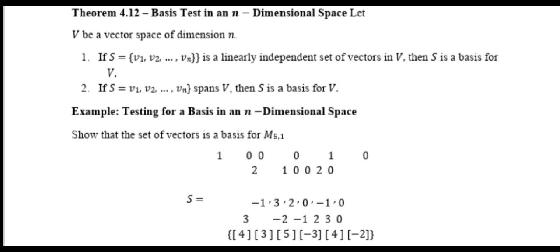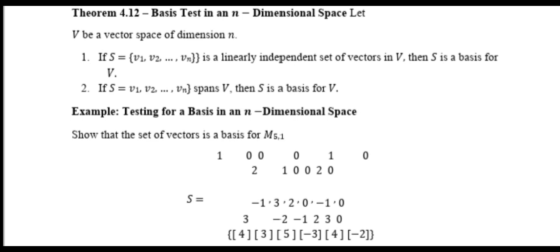Theorem 4.12, basis test in an n-dimensional space. Let V be a vector space of dimension n. 1. If S = {v1, v2, ..., vn} is a linearly independent set of vectors in V, then S is a basis for V. 2. If S = {v1, v2, ..., vn} spans V, then S is a basis for V. Example. Testing a basis in an n-dimensional space.